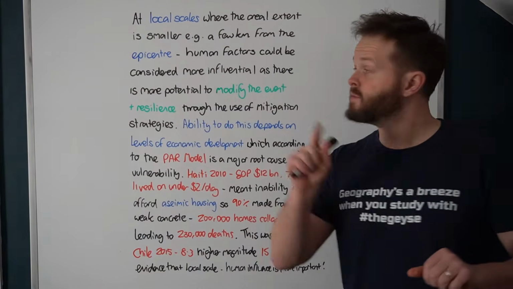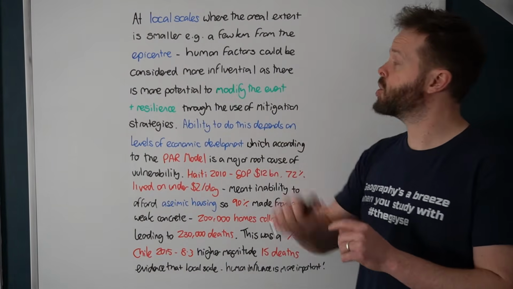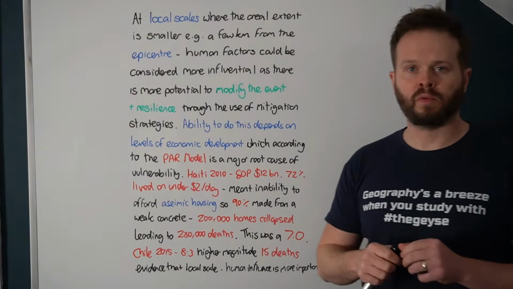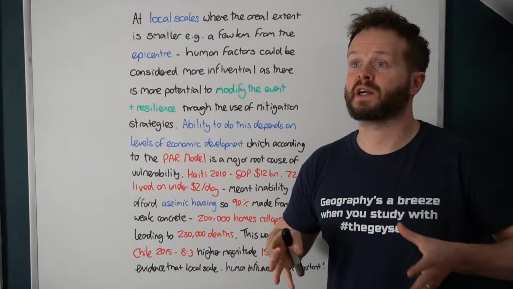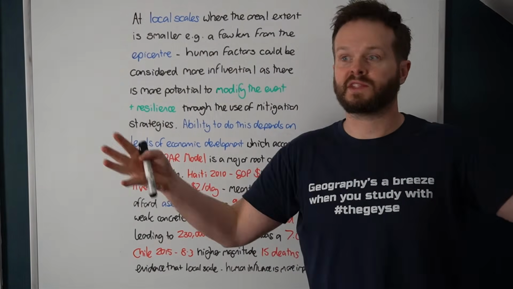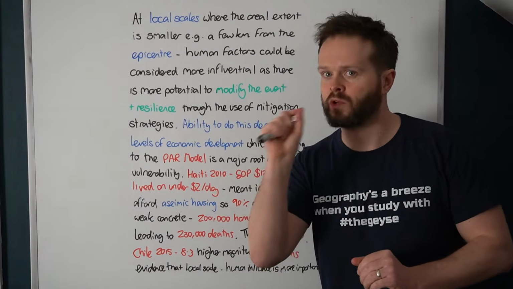So remember, the perspective that we brought in at first was that at global scales, yeah, the physical factors could be considered more important, particularly when physical factors or physical characteristics of a hazard actually lead to enormous areal extents for whatever reason, but they are purely physical reasons.